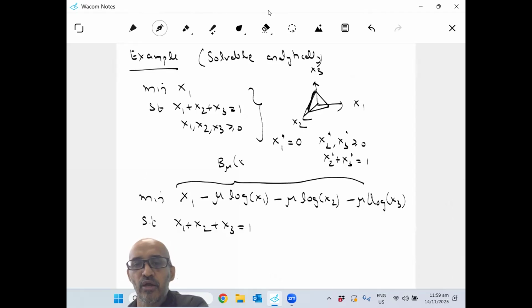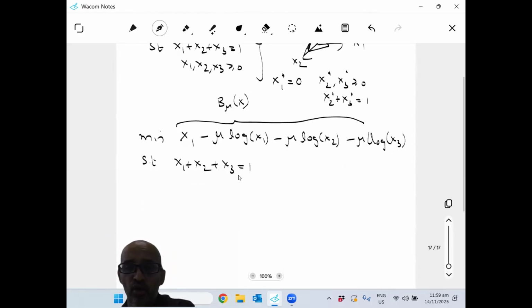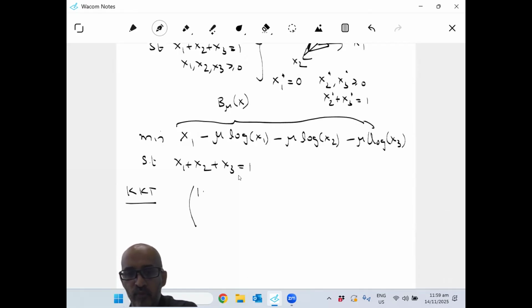B mu of x. Now in this problem, you can actually minimize this function easily. You don't have to do this quadratic approximation. Let's see how you do it. So let's try to optimize this function for any mu positive. So take derivative. So apply KKT. What will KKT say? Take derivative with respect to x1. That is 1 minus mu by x1.